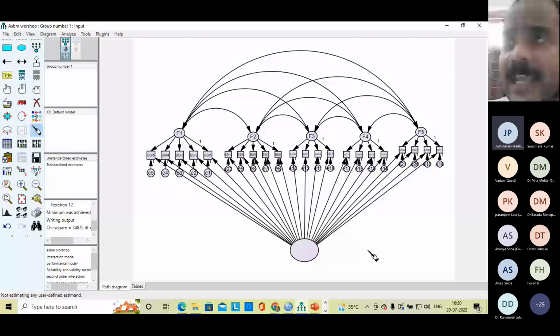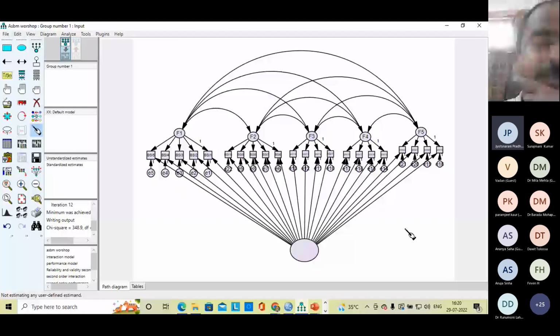Ensure that every indicator has been connected. In our example, there are 22 indicators. Ensure that every indicator has been connected. Now this operation is over, all of you.